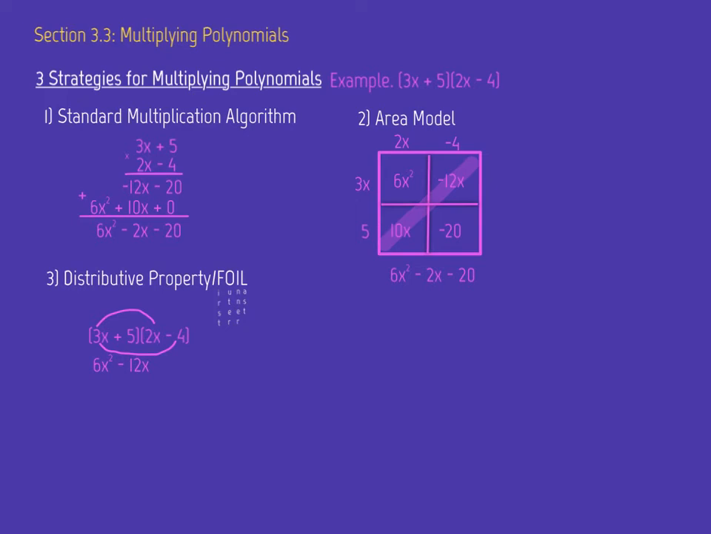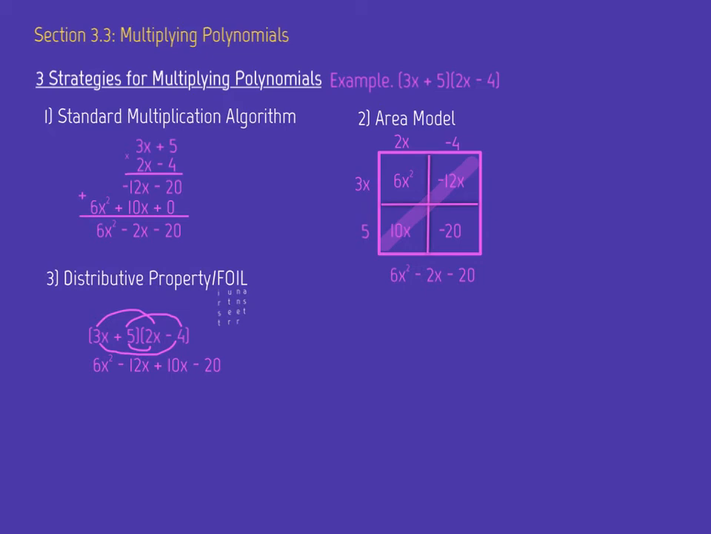Next, we have our inner terms. This is going to be the 5 multiplied with the 2x. Multiplying those together gives me positive 10x. And then we're down to our last terms being multiplied together. So the 5 and the negative 4, that gives me negative 20.